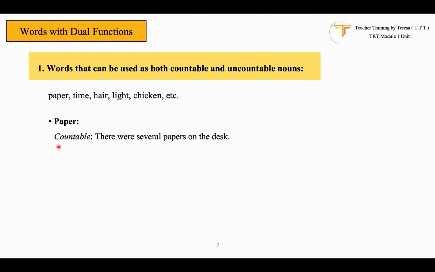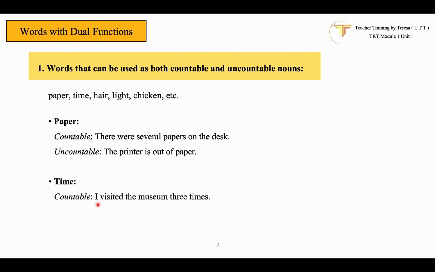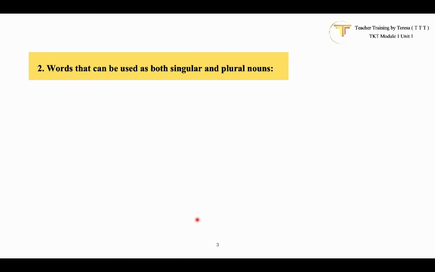Paper. Countable. There were several papers on the desk. Uncountable. The printer is out of paper. Time. Countable. I visited the museum 3 times. Uncountable. I don't have much time left.